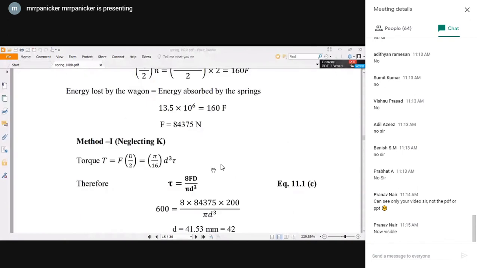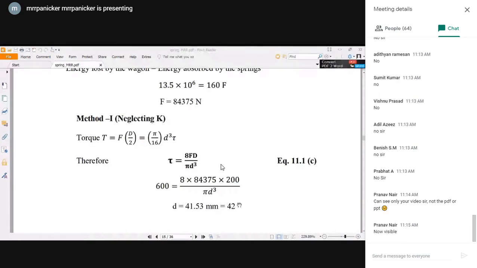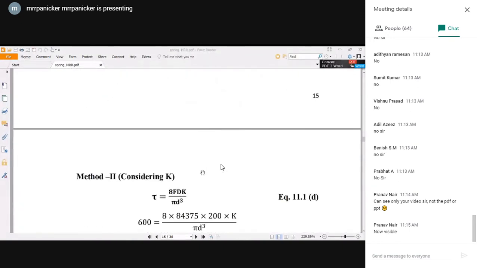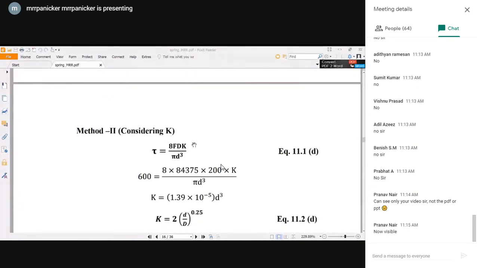In this equation, you can neglect K and find approximately the wire diameter. That is one method. The second method is to include K. I think the second method is good. This is the standard equation given in the data book. The diameter D is given, F is already calculated, and the design stress is known. So you will get the value of K in terms of d, the wire diameter.